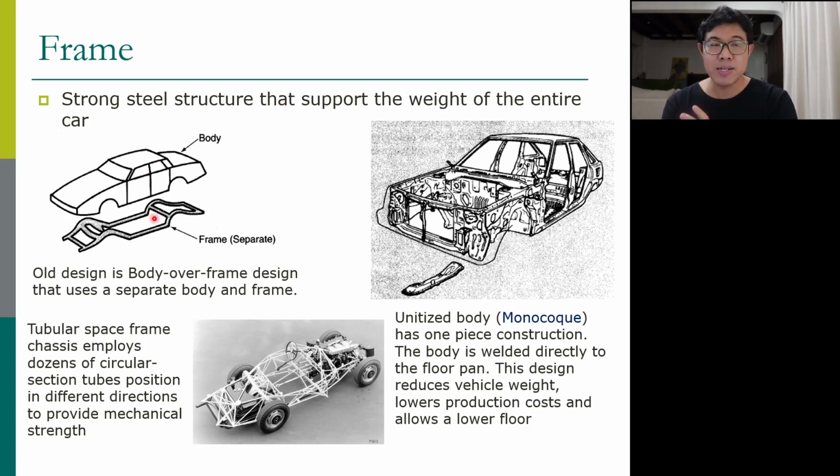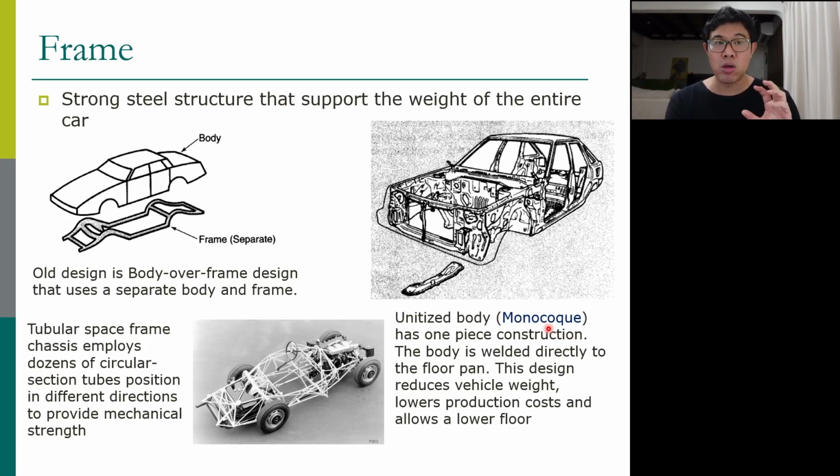But for passenger car, instead of having body and frame in separate parts, they combine them together and reduce the weight of the whole thing. Right? In this type, we call it unitized body, or you may find the word monocoque, which is the word that they normally use in the field. So monocoque body is basically the frame and the body combined together.